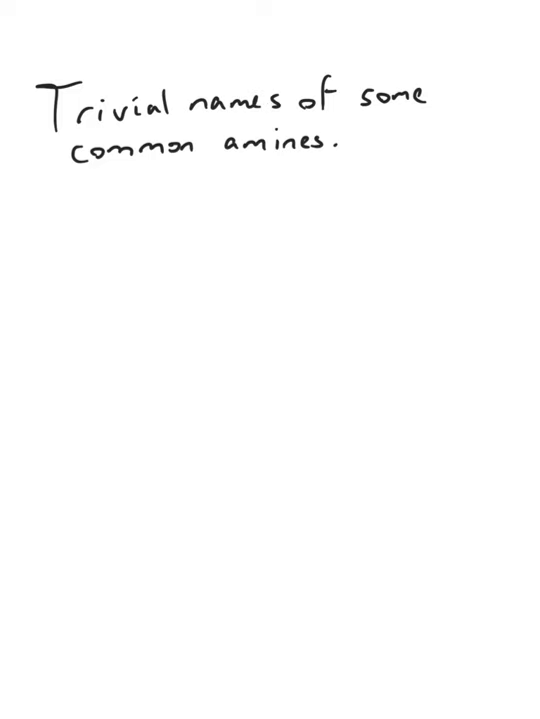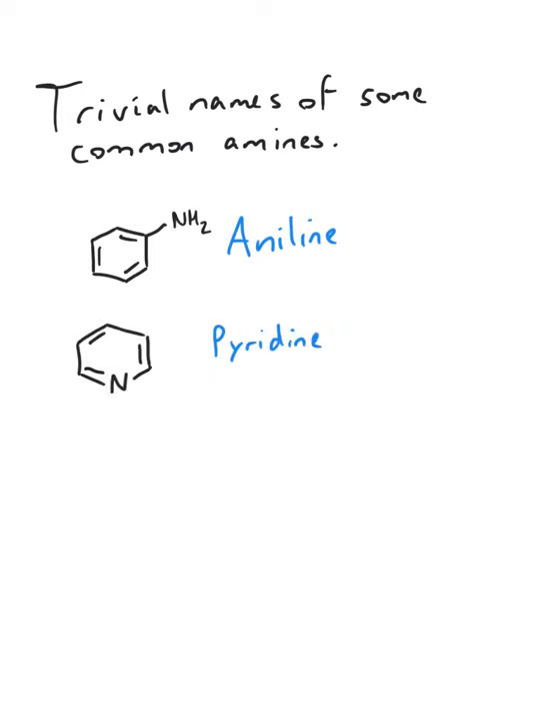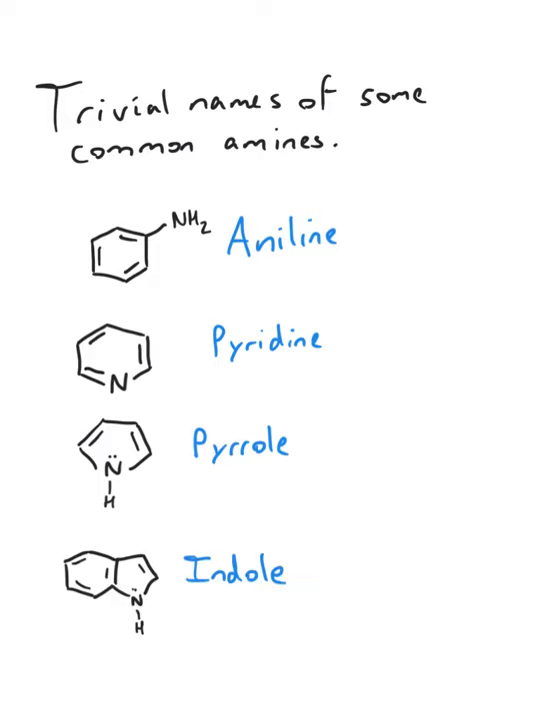Finally and briefly, we'll look at some trivial names of specific amines. So we have aniline when you have an arene attached to the amine. We have pyridine where nitrogen is in the arene ring, and pyrrole where it's a 5-membered equivalent of an arene with a nitrogen involved in the ring. And finally, indole, which is kind of like an extended pyrrole with an arene attached to it.